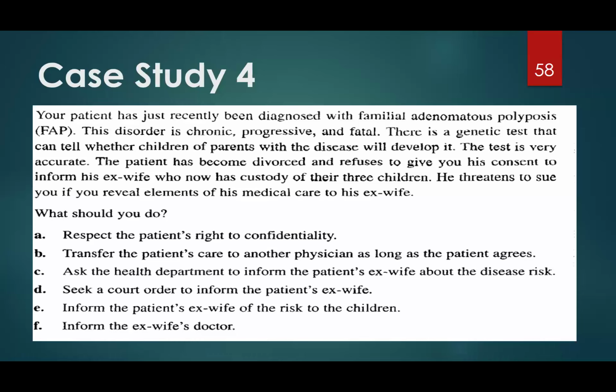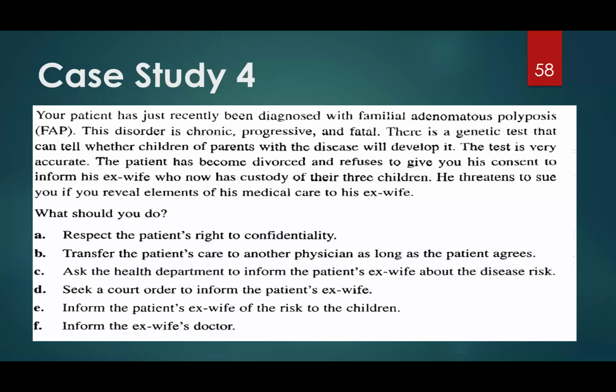In this case, the patient has a genetic disorder, which is chronic, progressive, and fatal. There is a genetic test that can say if the children of this man have the disease or not, in order to take preventive or protective measures with them. But he refuses to do so because he doesn't want his ex-wife to know. What should you do in this case?